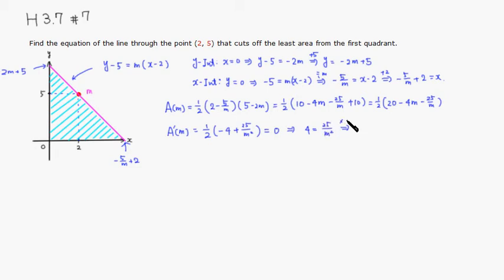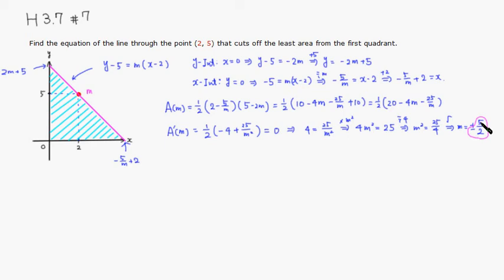Then multiply by m squared, so you have 4m squared is equal to 25. Then we can divide through by 4, so m squared is equal to 25 over 4. Taking the square root of both sides, m is going to be plus or minus 5 over 2. But we can see that the slope is going to be negative.